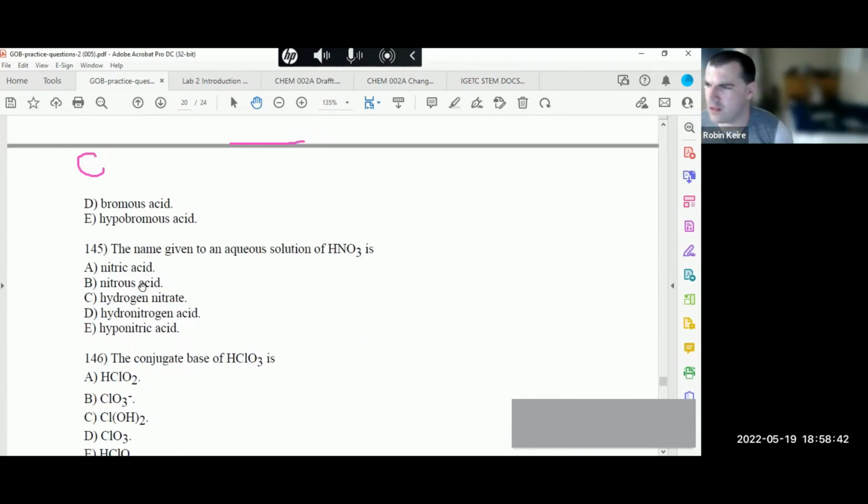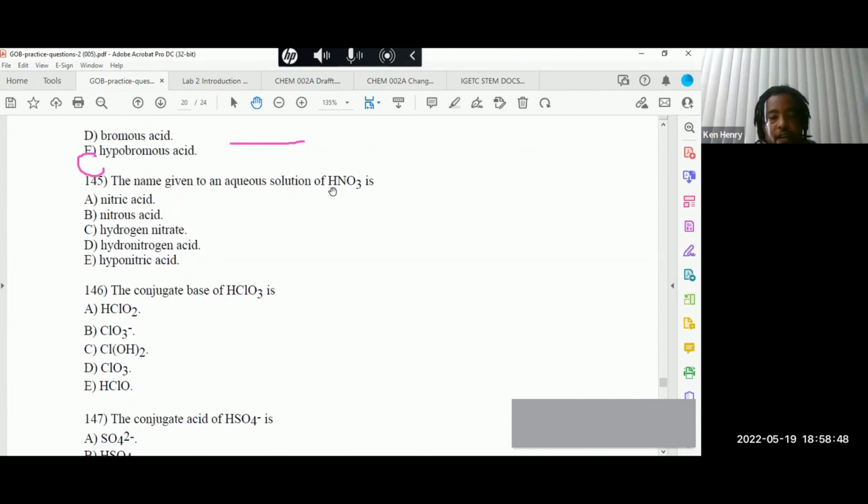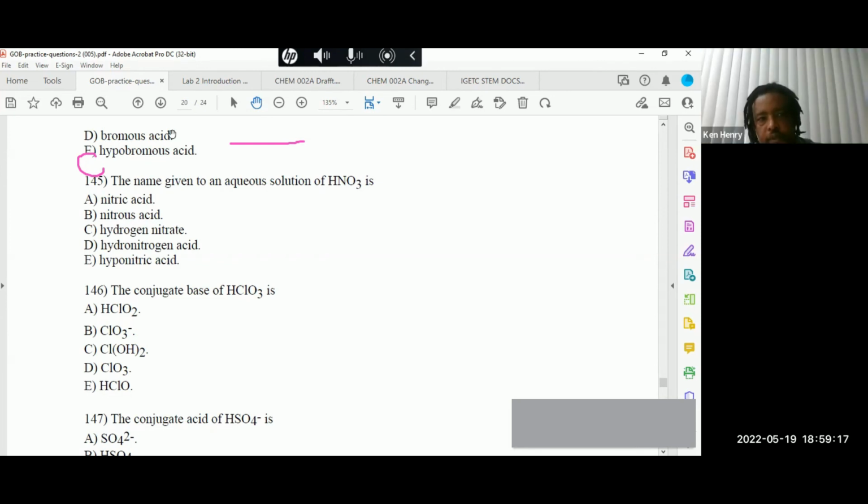The name given to an aqueous solution of HNO3 is A, nitric acid, B, nitrous acid, C, hydrogen nitrate, D, hydrogen nitrogen acid, E, hyponitric acid. So NO3 is nitrate, and then it becomes nitric. That is correct. So you would say A then, right? Yeah.